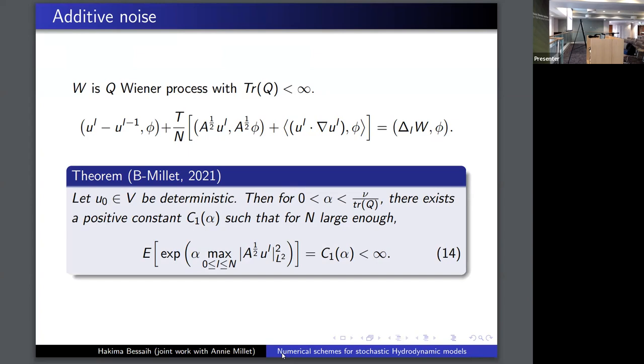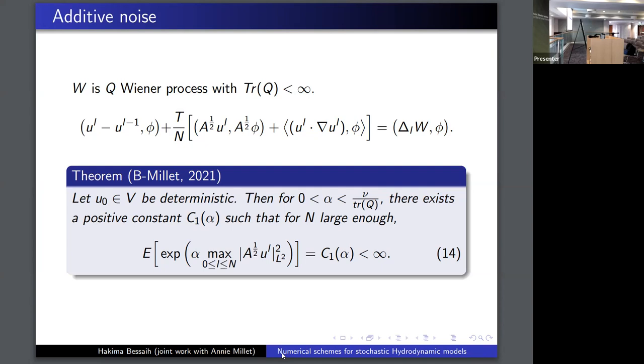So if the initial condition is H1, deterministic or stochastic with certain exponential moments, and you take this alpha to be small, of order the viscosity divided by the trace of Q. This is a restriction, we are aware of that. Then we can find a positive constant C1 of alpha such that for n large, the exponential moment of alpha times the maximum of the H1 norm of U^l, the discrete implicit solution, is bounded.